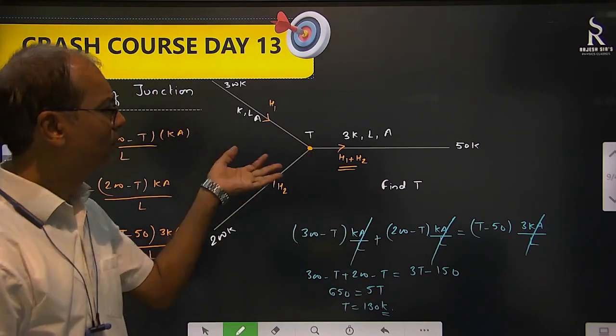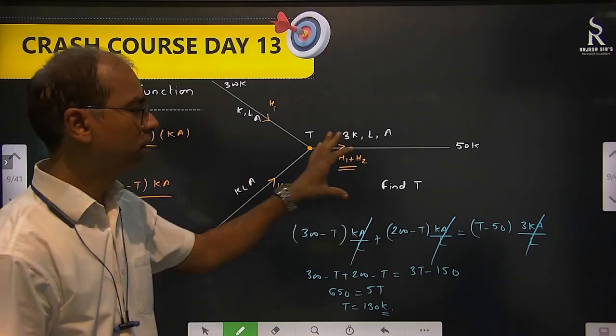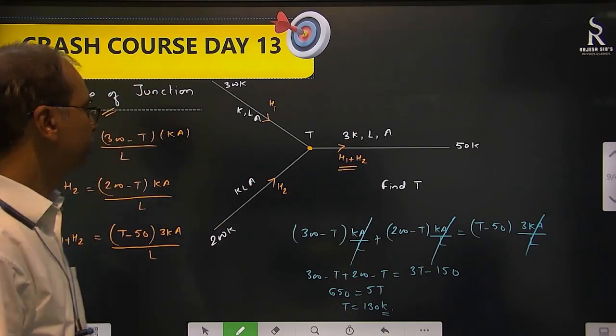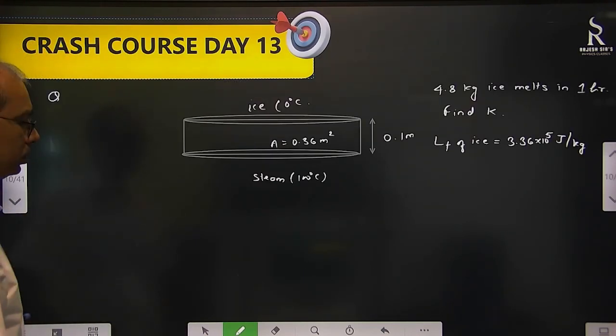So like this, any combination question we can do. Remember Kirchhoff's law: incoming current equal to outgoing current. Okay, fine. See this also.